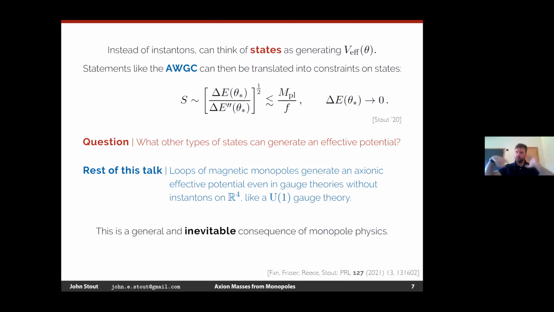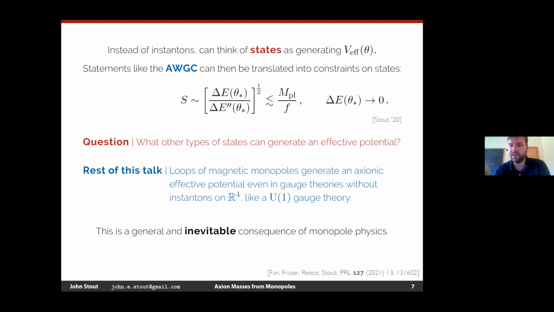So that was the main motivation, or at least the swampy motivation, for what I'm going to talk about now, which is trying to answer this other question: what other types of states can generate an axionic effective potential? If I said that instead of talking about instantons, I can think about states as determining the effective potential. And what we want to understand is how we can use states.